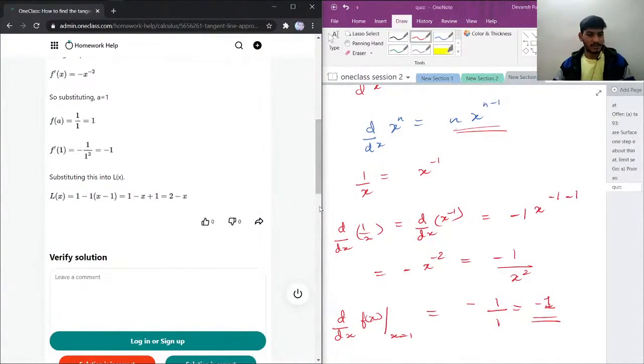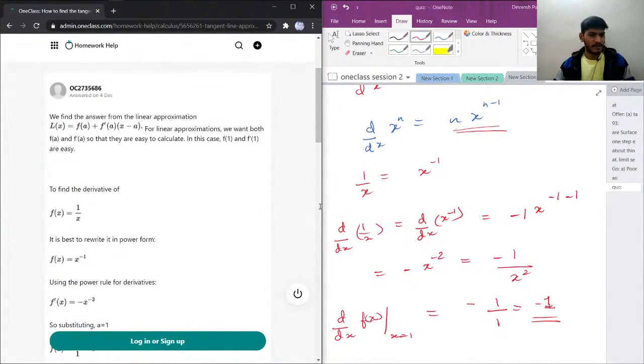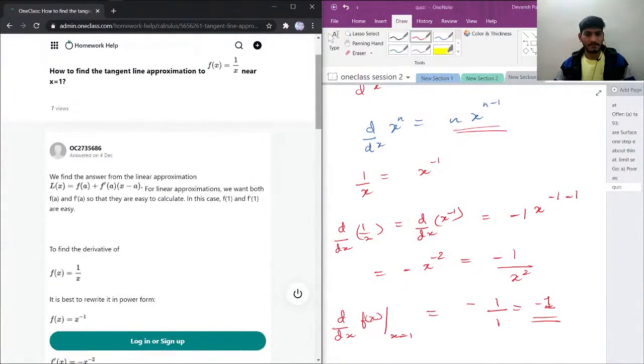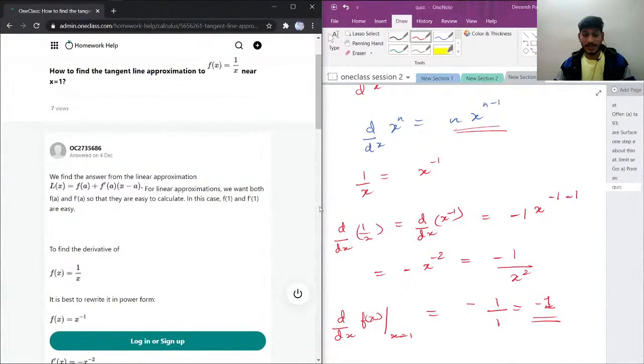Now substituting this into L of x, let's see what is L of x. We find the answer for the linear approximation L of x equal to f of a plus f prime of a times x minus a. For linear approximations, we want both f of a and f prime of a so that they are easy to calculate. In this case, f of 1 and f prime of 1 are easy. So this was just the tangent. Okay.